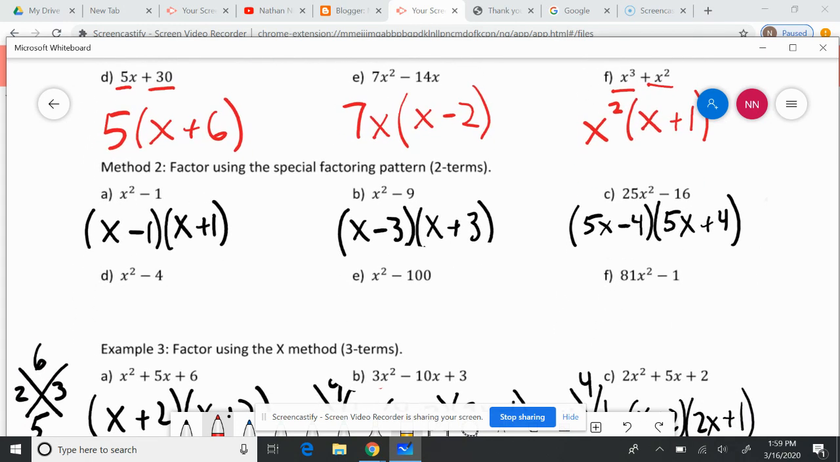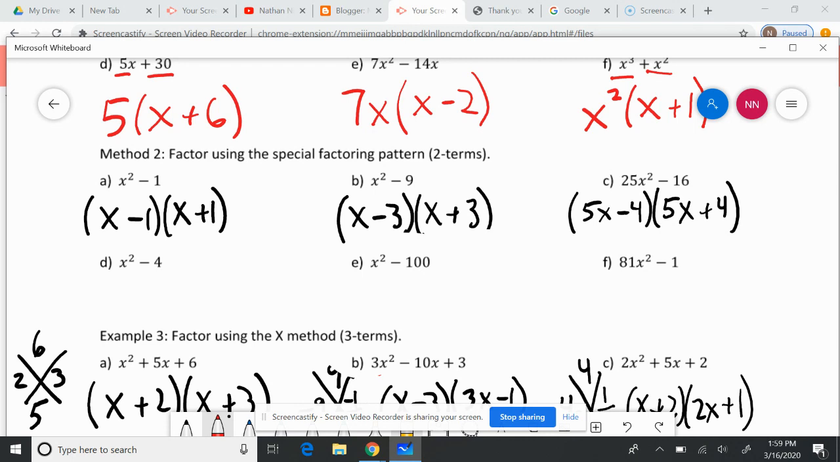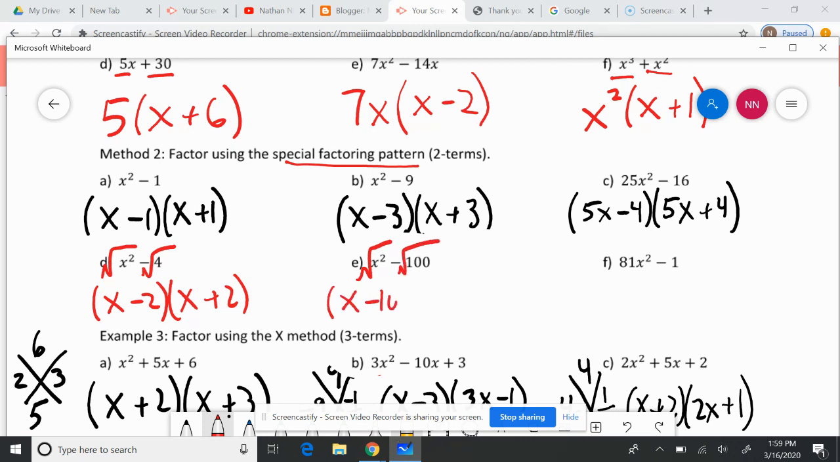The other one with two terms is going to be the special factoring pattern. When we're looking for the special factoring pattern, what we're going to do is we're going to take the square root of each of the terms. And so what we're left with is x minus 2 and x plus 2. For letter E, we do the same thing. We take the square root of each of them, and that gives us x minus 10 and x plus 10.